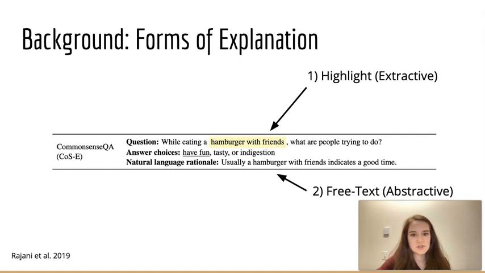The second type of explanation provided is a free text or abstractive explanation. Here, the human annotator has written, usually a hamburger with friends indicates a good time. As we can see in this example, the free text explanation fills in the reasoning step to adequately explain the answer that the highlight explanation does not. We'll come back to this later.